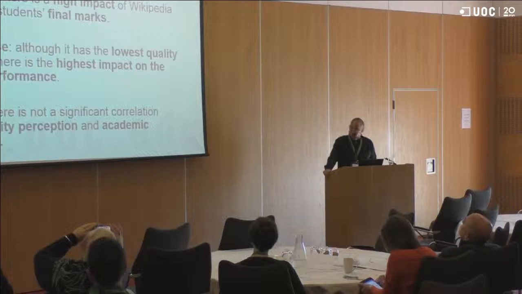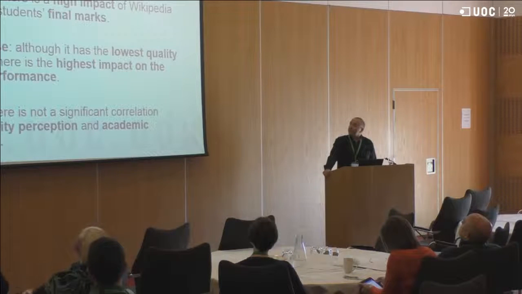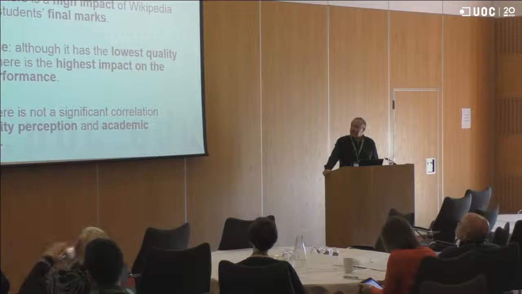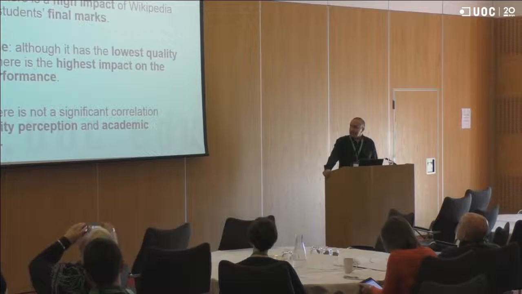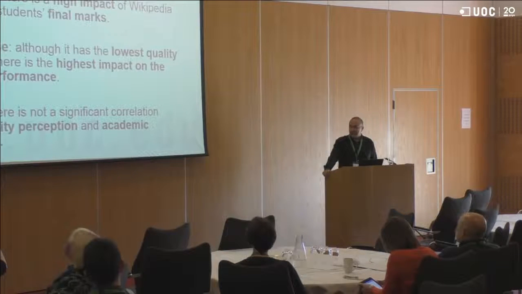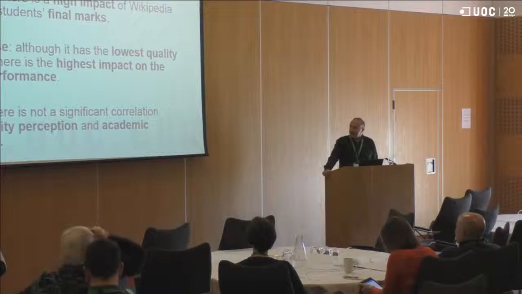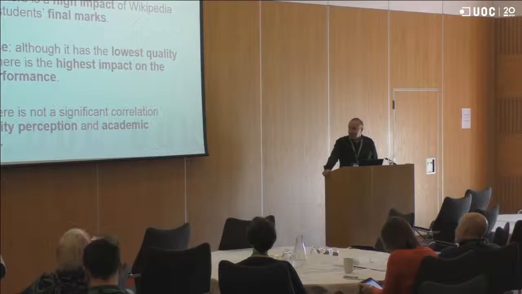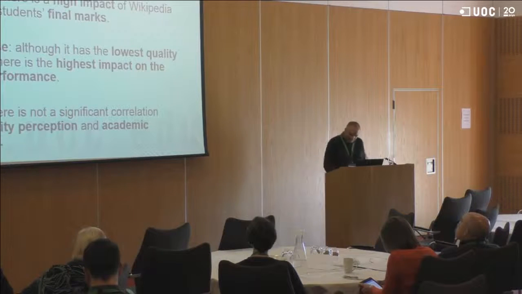There is a negative and low positive direct effect of Wikipedia usage in the assessment's qualification, except in the case of statistics. Nevertheless, there is a high impact of Wikipedia usage in the students' final marks. The statistics case is different: although it has the lowest quality perception, there is the highest impact on academic performance. And finally, in general, there is not a significant correlation between quality perception and academic performance.